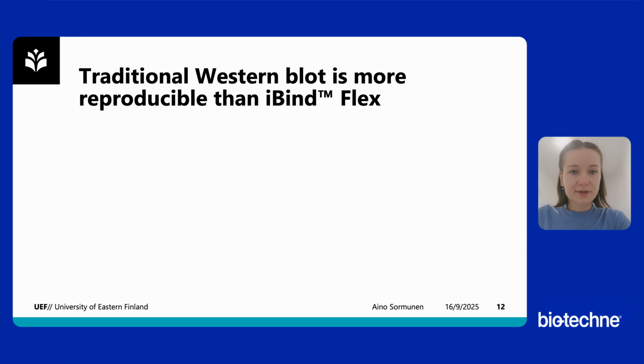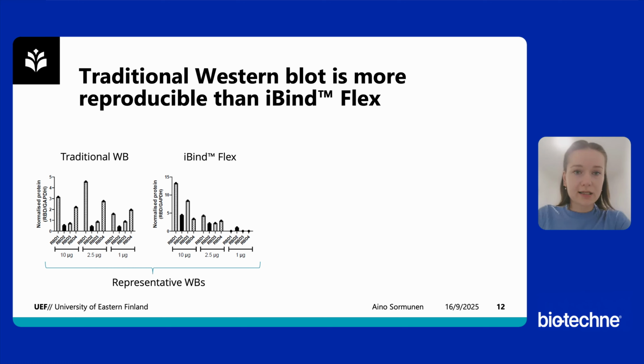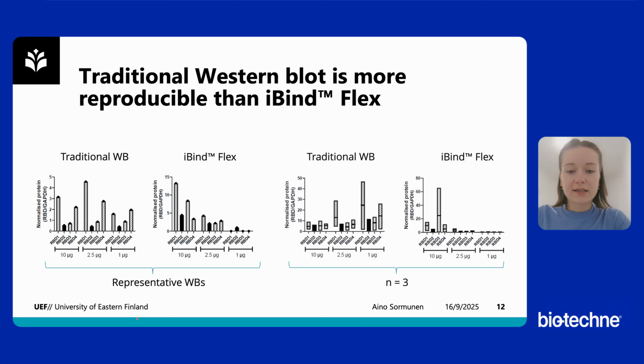Next, we of course normalized the results, and here on the left you can see the representative Western blot images from the previous slides that I showed you, and there on the right the normalized results of 3 different independent experiments. So in traditional Western blot, the pattern of expression was the same at all different protein amounts used in the representative Western blot images, and in 2 out of 3 protein amounts in the mean data from the 3 different independent experiments. In contrast, the normalized data from the iBind Flex membranes did not really consistently repeat at the different protein concentrations in either the individual or the combined experiments.